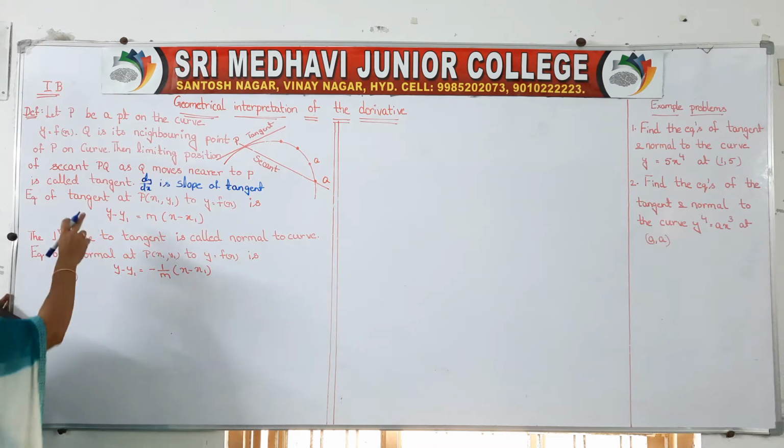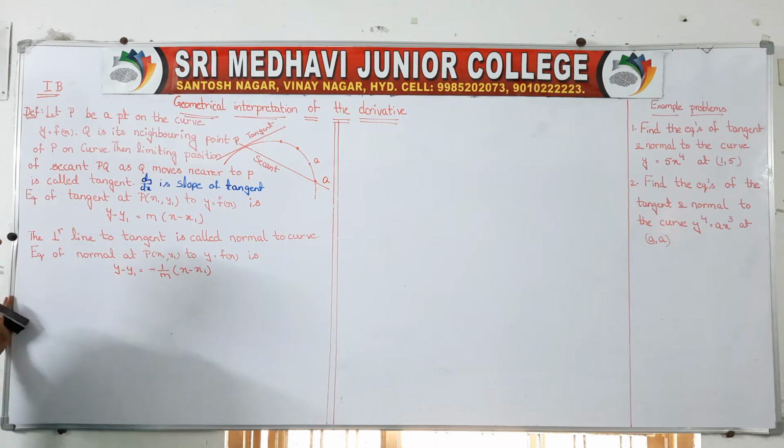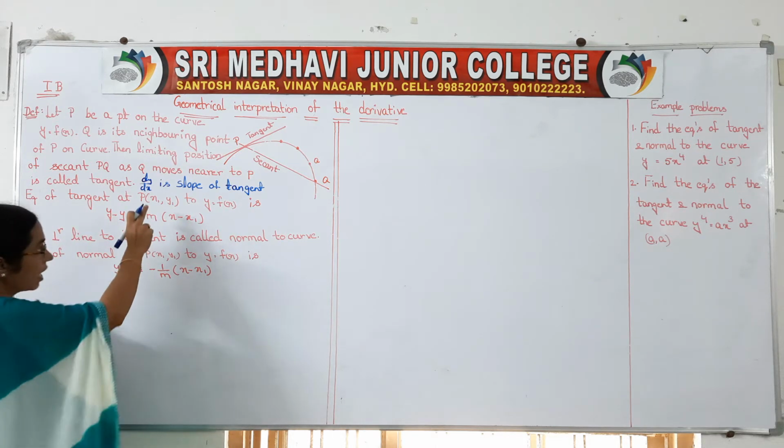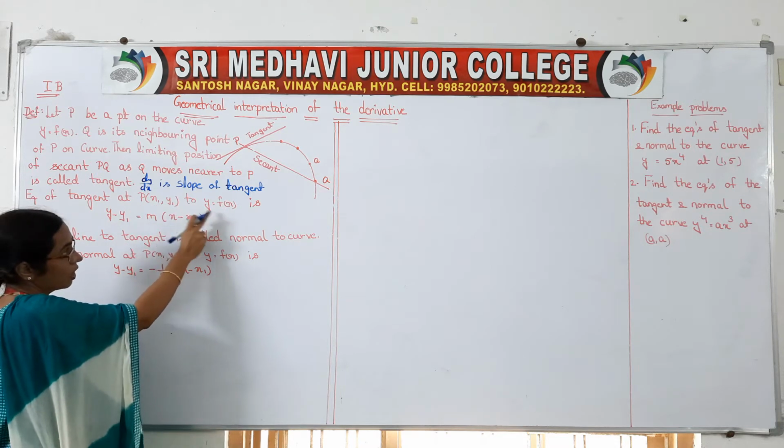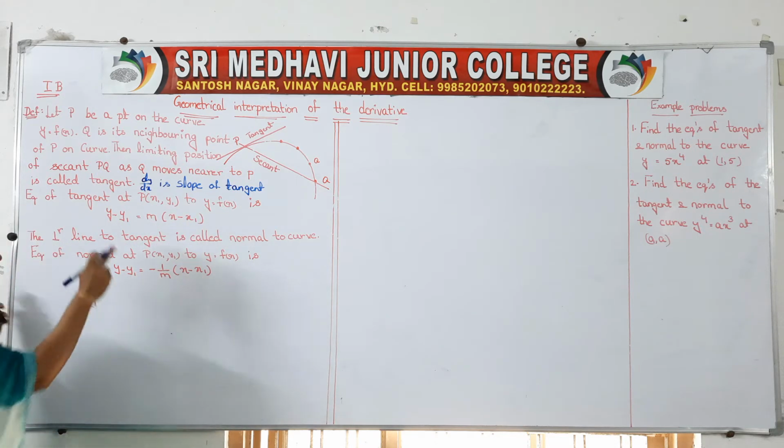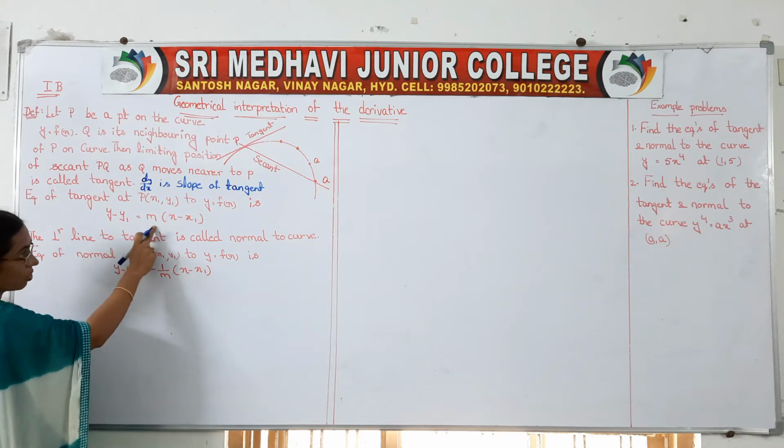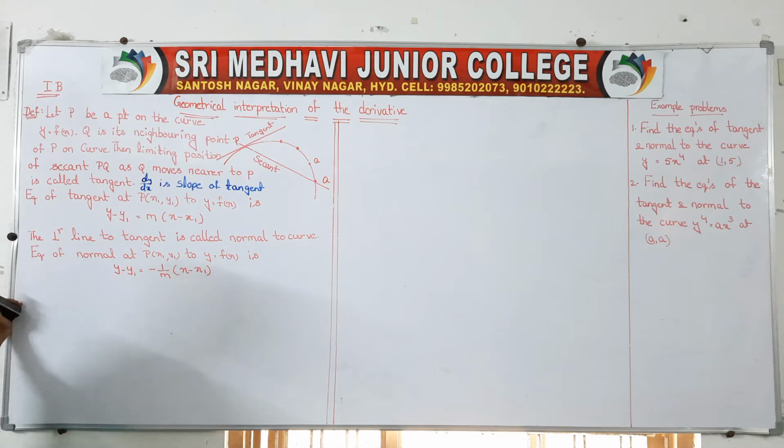Next, the equation of the tangent. How will we write the equation of the tangent at the point P (x1, y1) to y is equal to f of x? It is y minus y1 is equal to m into (x minus x1).